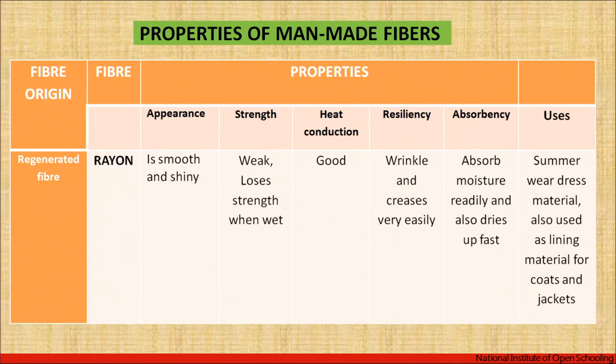Its uses are in summer dress wear, and also as a lining material for the expensive coats and jackets available in the market. It has shine and luster, and rayon is a regenerated fiber, so you can extrude it through spinnerets in a long form, in a filament form.